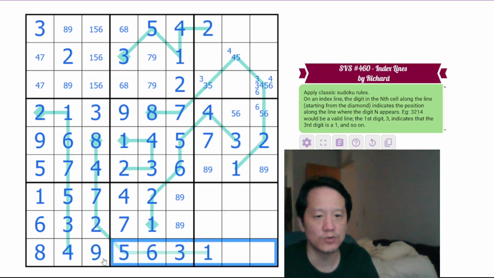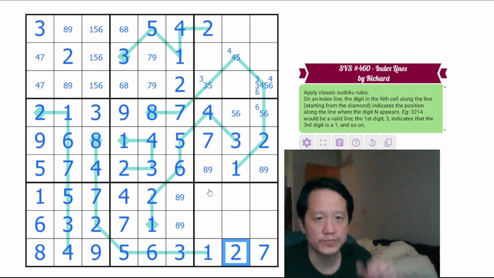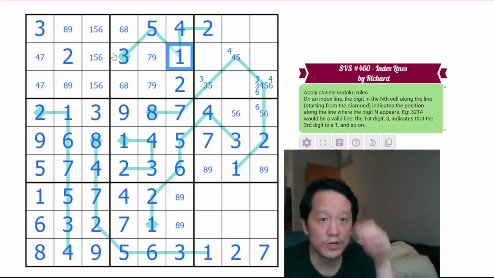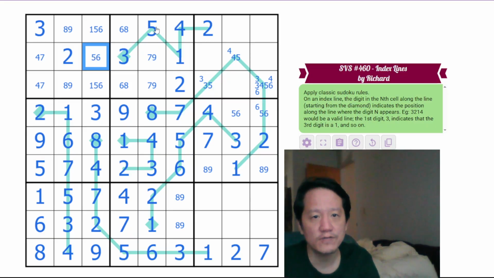Remaining digits in row 9 are 2 and 7. 2 can't be here because of 2 in the column, so this is 7, which makes that 2. 1 eliminates 1 from being here. 5 eliminates 5 from being there.